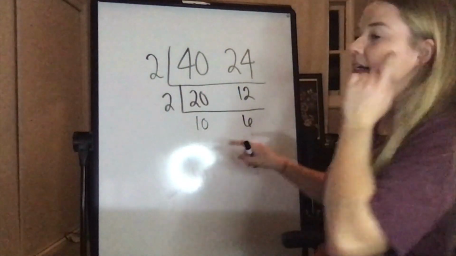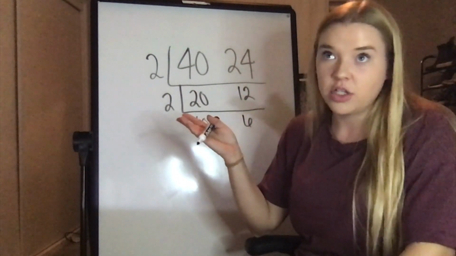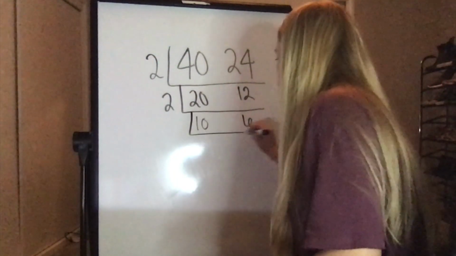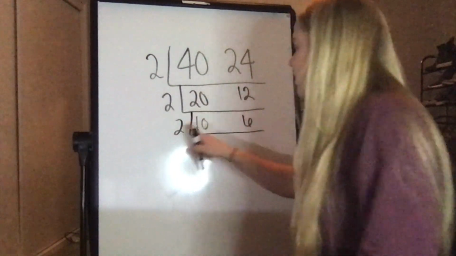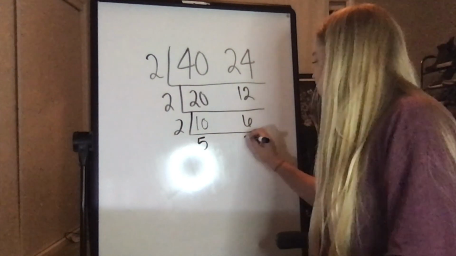Okay, so now I have 10 and 6, and I'm going to look, are there any numbers that go into both 10 and 6? Well, 1, 2. 2 can go into 10. 2 can go into 6. Go 2 again. All right, 10 divided by 2 is 5. 6 divided by 2 is 3.